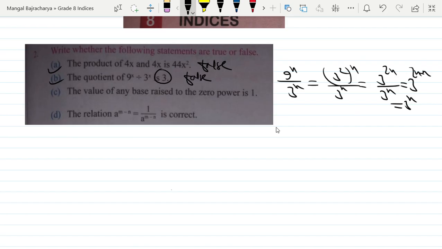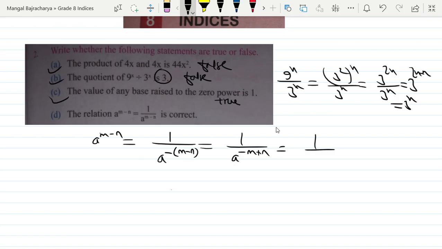Now C: the value of any base raised to the power 0 is 1. That's true. And D: the relation a power m minus n equal to 1 by a power m minus n is correct. So it's wrong, because when we bring it down, the sign should be changed, and it would turn into a power minus, m minus n, that is a power minus m plus n. So this will give you a power n minus m, is it? But m minus n is given, so it's false.